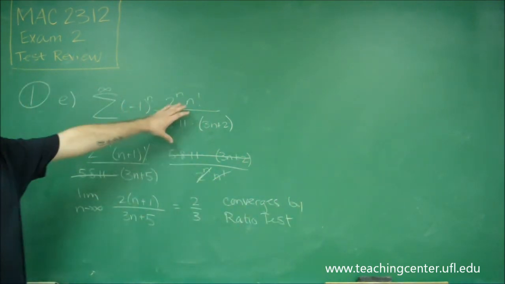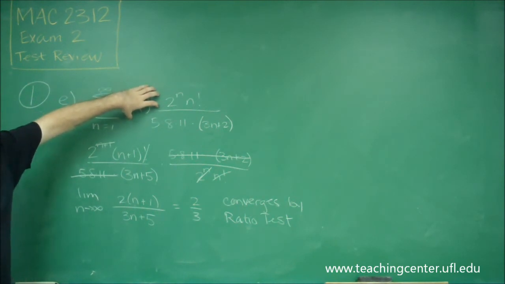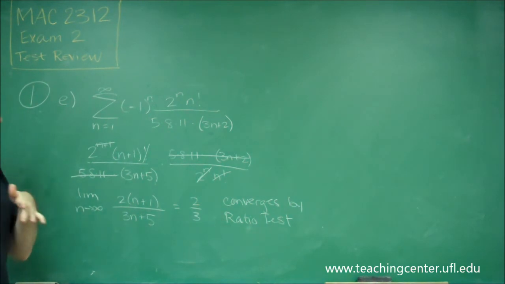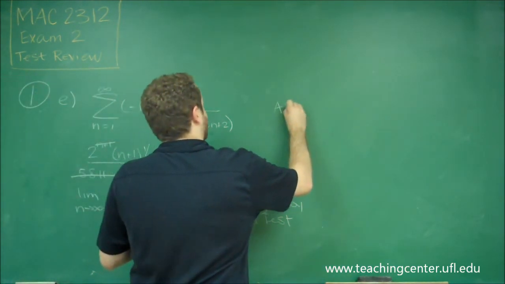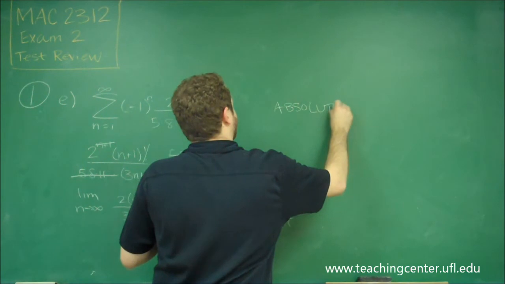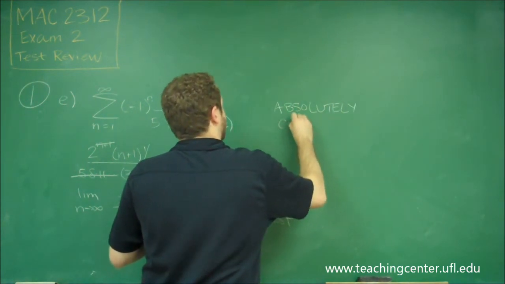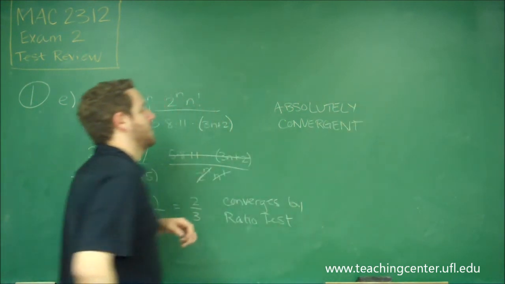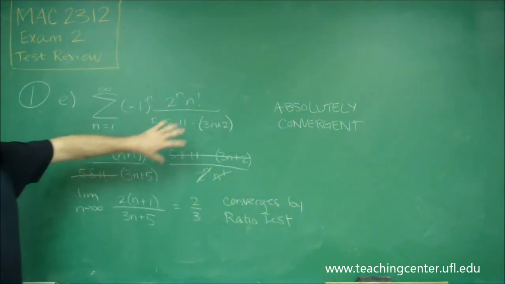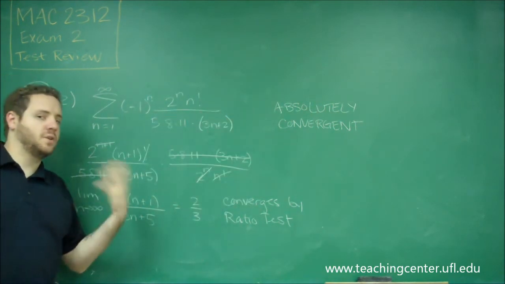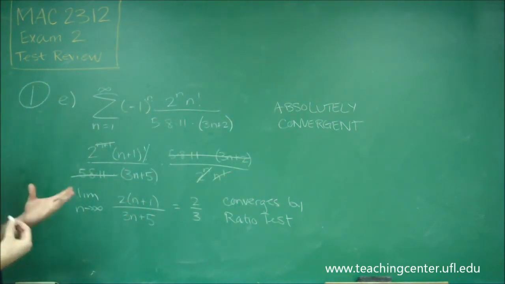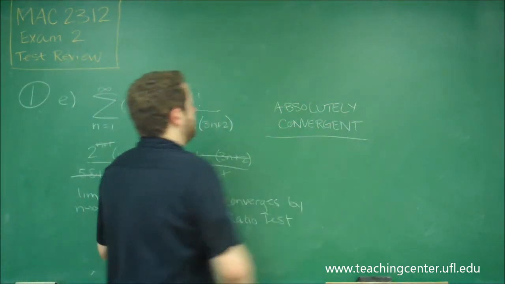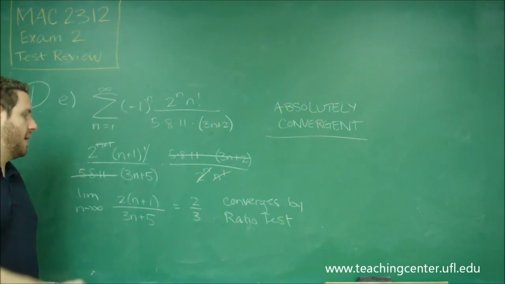And since our series independent of the alternating part converged, that means that this series is absolutely convergent. Because if a series converges absolutely, its alternating form is guaranteed to converge. That's what absolutely convergent means. So not only does it converge, it's absolutely convergent by the ratio test.